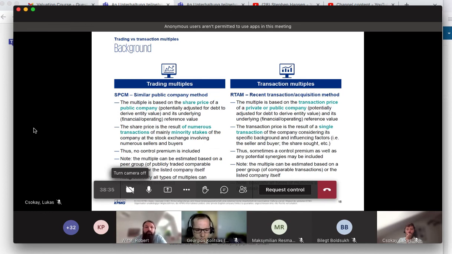And that's totally different from the second category, and we'll come to that in a second, which are transaction multiples, right? So they're inherently distinct from transaction multiples. And now, of course, not only do you have multiple transactions, only minority shares, but also various sellers and buyers, right? So all the transactions that are happening each and every single second, they are involving different sellers and buyers, right?